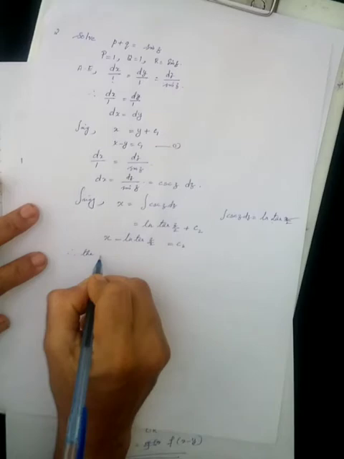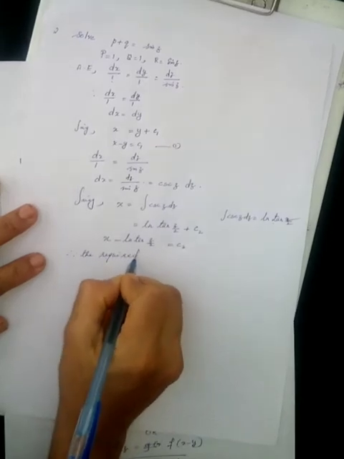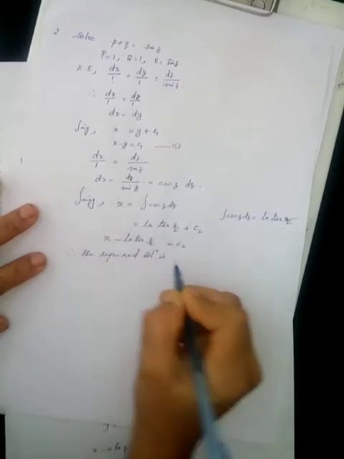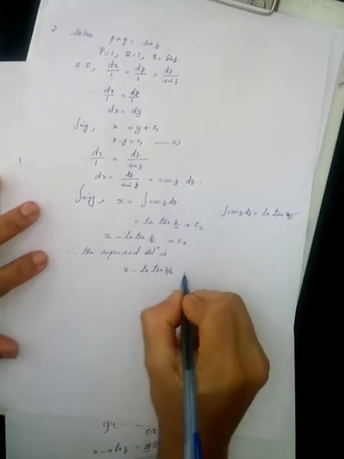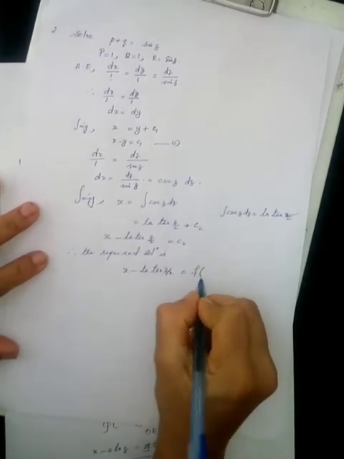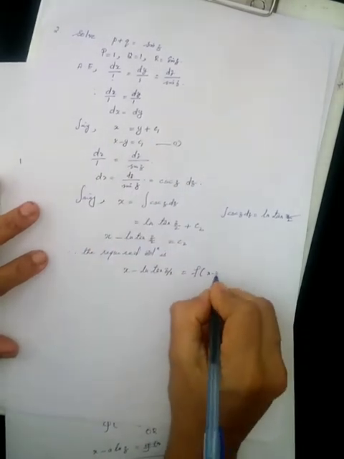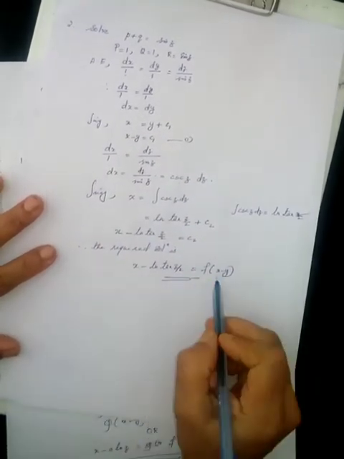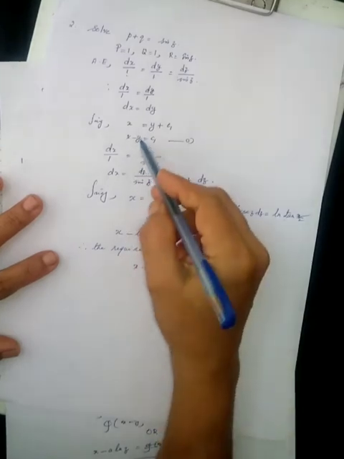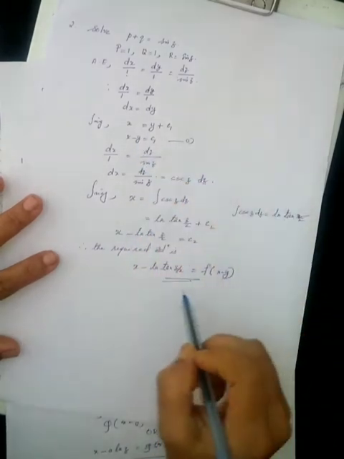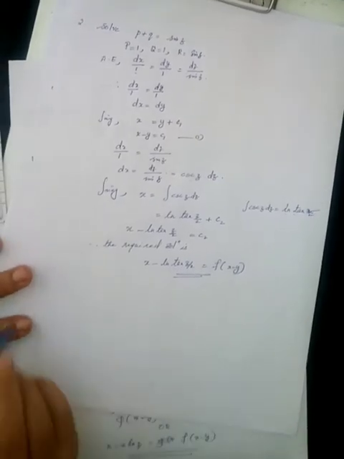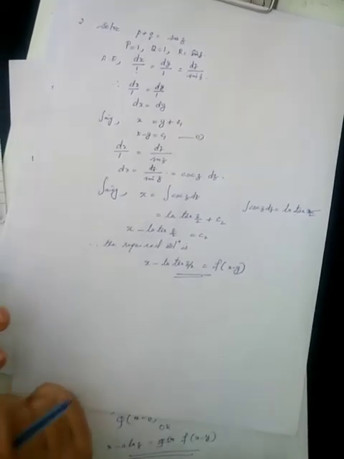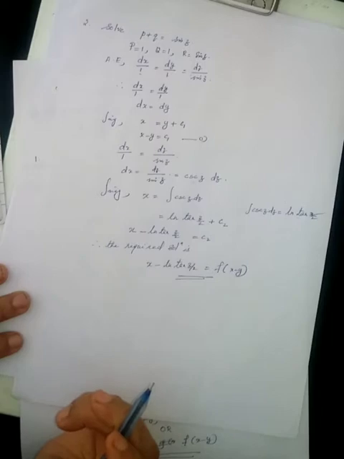Therefore, the required solution is x minus ln tan z by 2 equal to a function of x minus y. Usually we should write the function of the smaller one, either u or v. In u or v, whichever is smaller, we write the other one equal to a function of the smaller one. So this is the solution. Understand? Okay, now we can go to the next example.